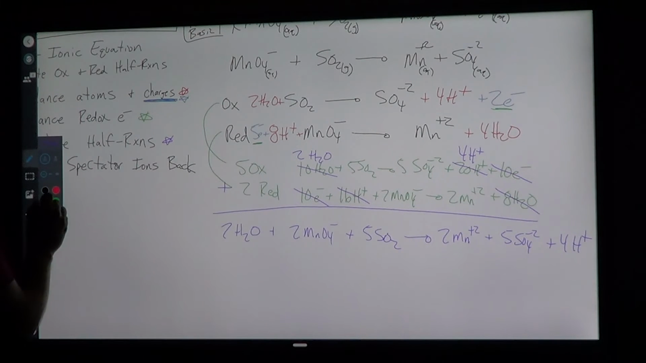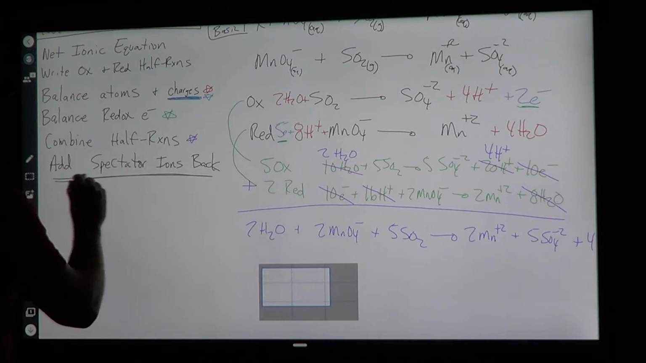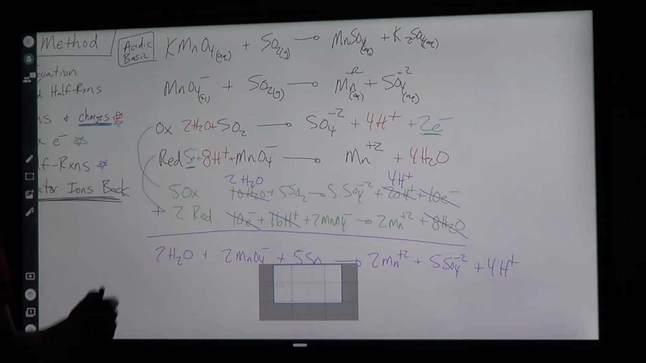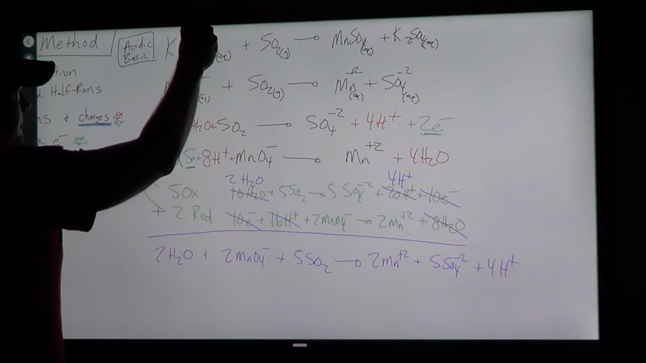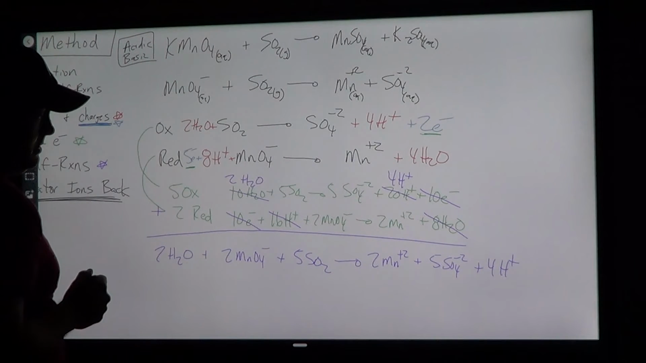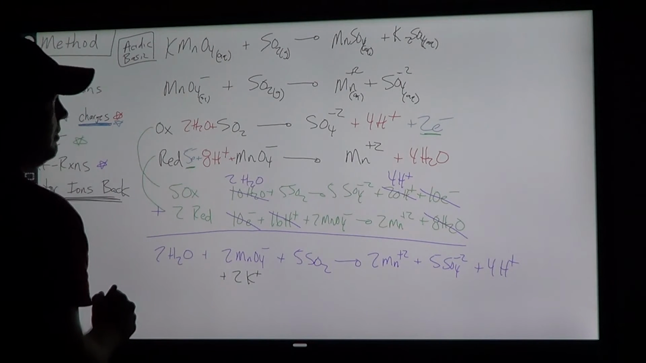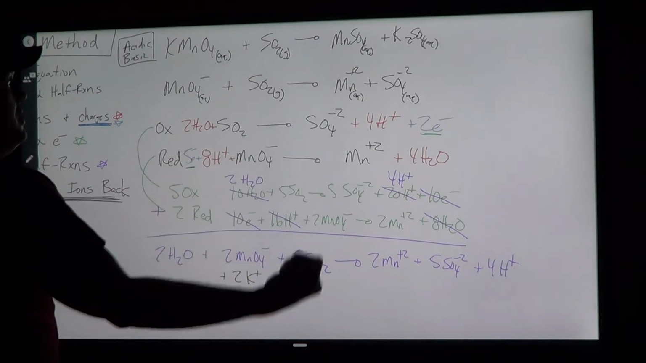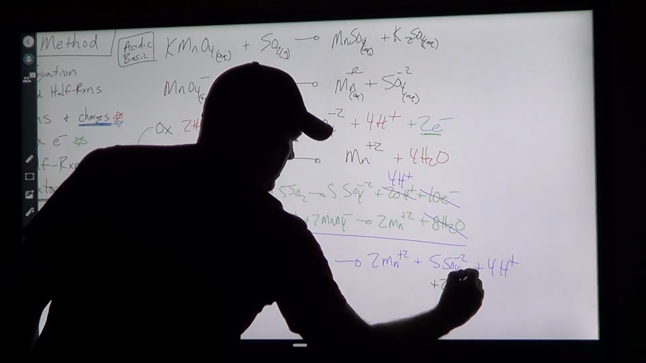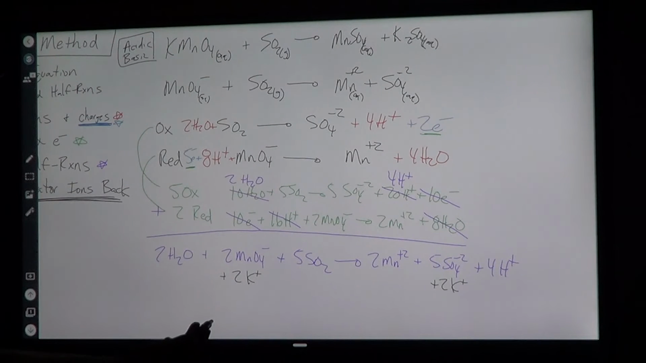The very last step, which can be hard if you can't keep track of things, so I'm going to underline it in black. Notice how in our original equation, every MnO4 needed a potassium to go with it. So we're going to add 2 K+ to the left, which means we have to add 2 K+ to the right, which is lucky for us because the 2 K+ needed to go with the sulfates.